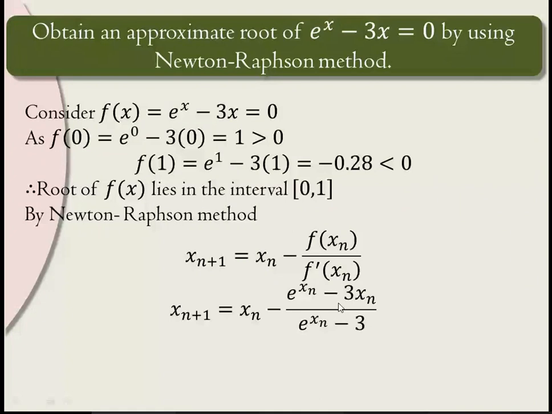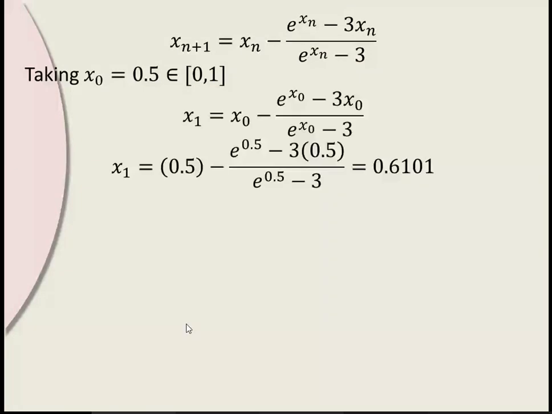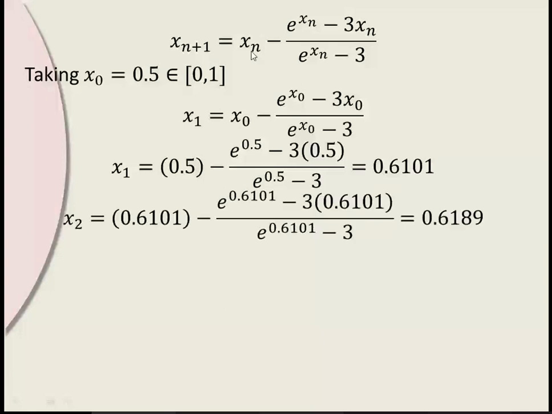Now take any first point, taking x naught as 0.5. You can take any point, no restriction. I'm taking it as 0.5. Find x1. Put n equal to 0, it gives us x1. So put the values in that equation, we get this. Are x naught and x1 matching? No. So do the next iteration, use this value in this function, get x2. x2 is 0.6189. If you want up to 3 decimal places, then they are matching up to 2 only.